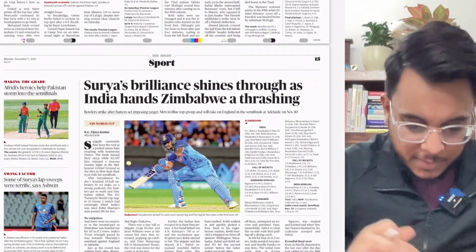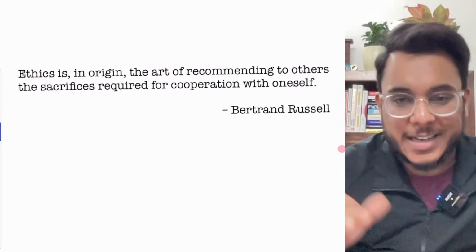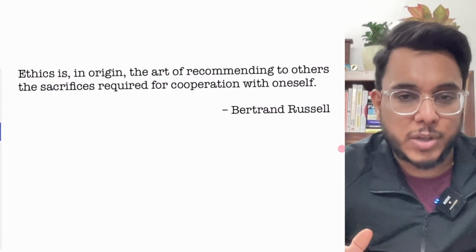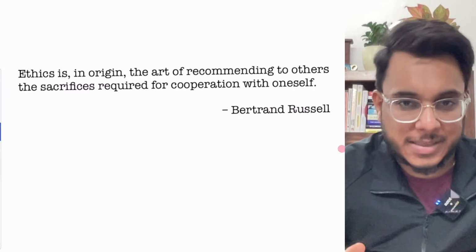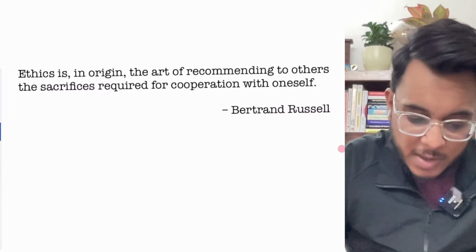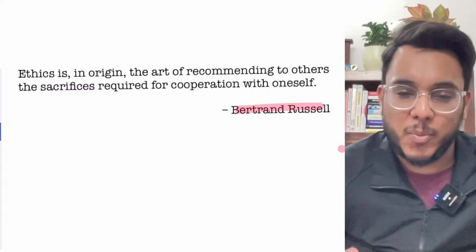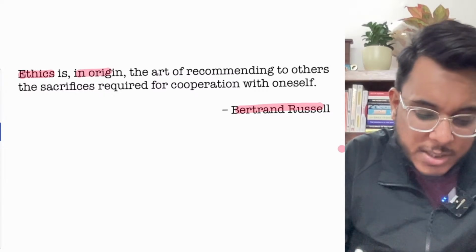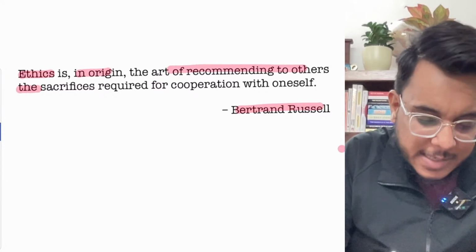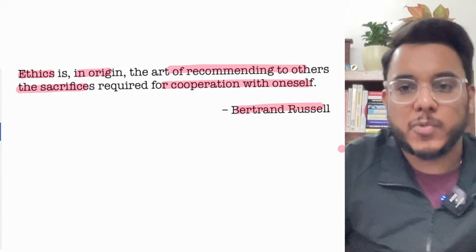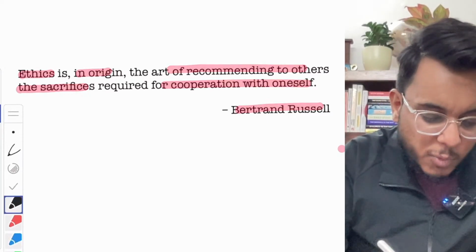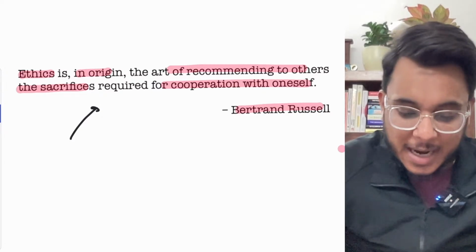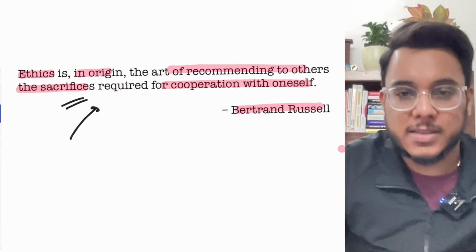Okay, now in every class we start with a GS quotation, which can be used in our GS paper number 1, 2, 3, 4 in order to complement our answers. So today we'll take the quotation from Bertrand Russell. Bertrand Russell, the philosopher, says that ethics is in origin the art of recommending the sacrifices required for the cooperation with oneself. Okay, so what is ethics? Ethics is the art of recommending what sacrifices are required.